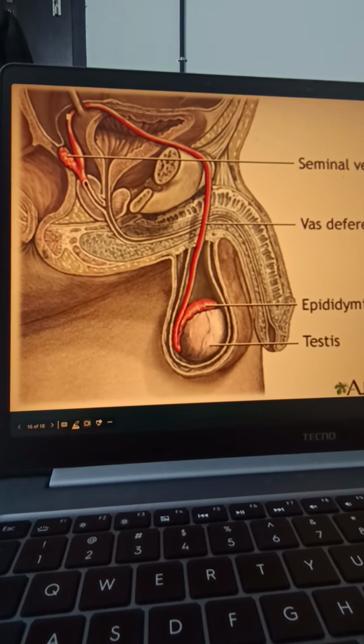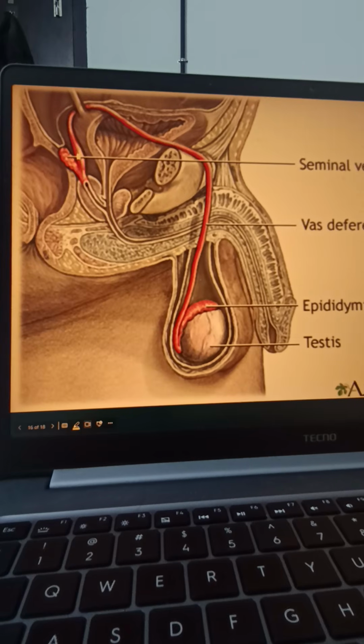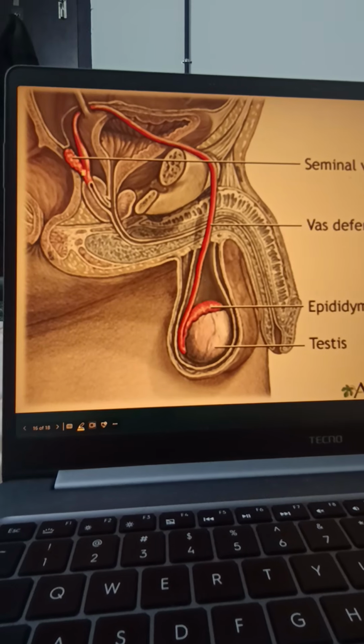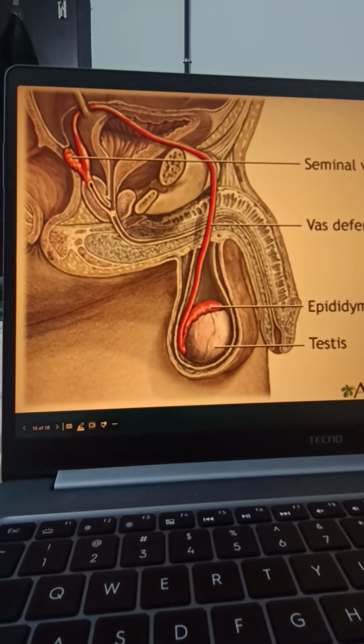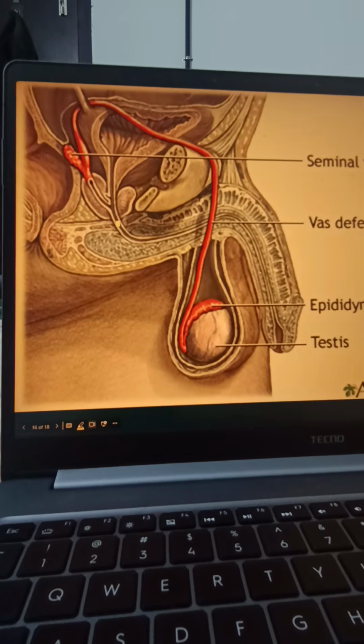Here it joins with the seminal vesicle, the secretions from the seminal vesicle and the vas deferens join together to form the ejaculatory duct. So this is the ejaculatory duct which is opening into the prostatic urethra here, and it is opening along with the passage of the urine, that is the urethra, and it is ejaculated along the penis.